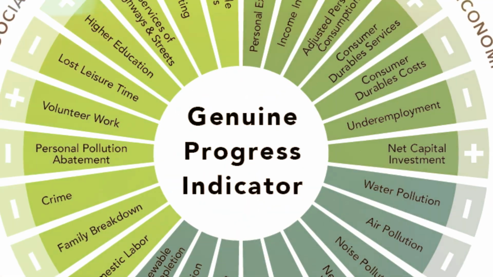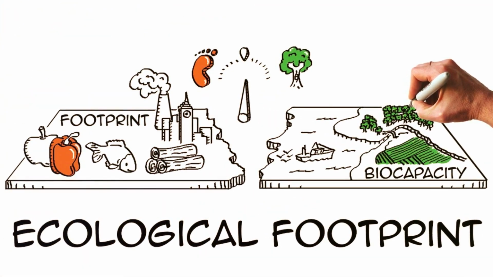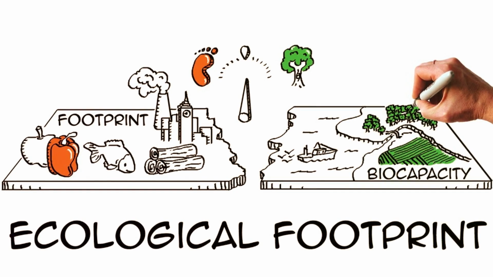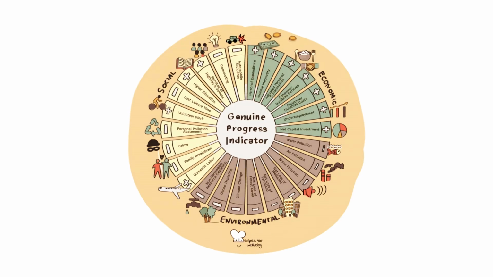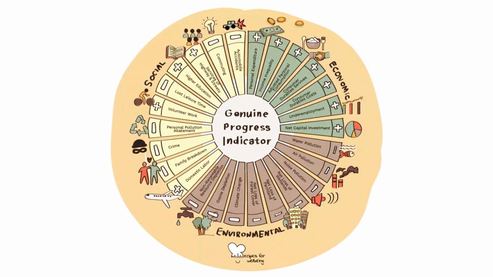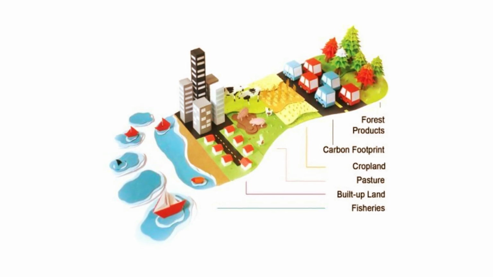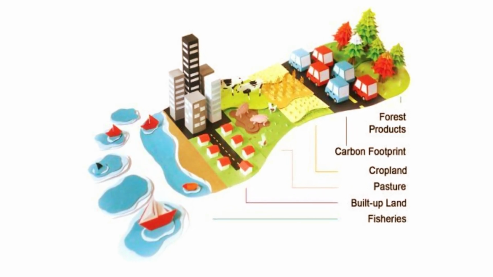The Genuine Progress Indicator (GPI) and the ecological footprint are two such measures that attempt to account for the environmental impact of economic activity. The GPI takes into account factors such as income distribution, natural resource depletion, and pollution, while the ecological footprint measures the amount of land and water required to sustain a country's economic activity.